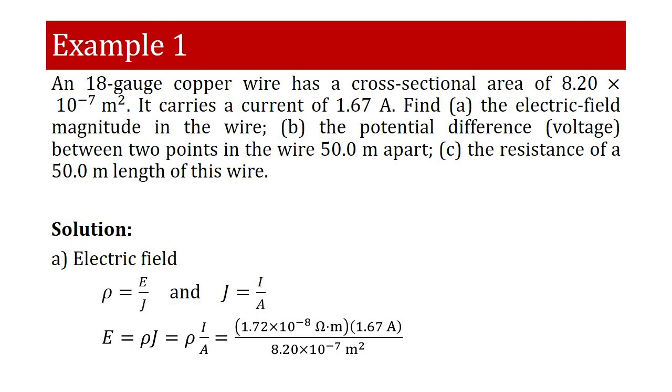Times the current given, 1.67 amperes, divided by the cross-sectional area given in the problem, 8.20 times 10 to the minus 7 square meters. You calculate, you get 0.0350 volts per meter. That is the unit of electric field, or it could also be newtons per coulomb. Okay? So electric field has units in terms of volts per meter or newtons per coulomb.